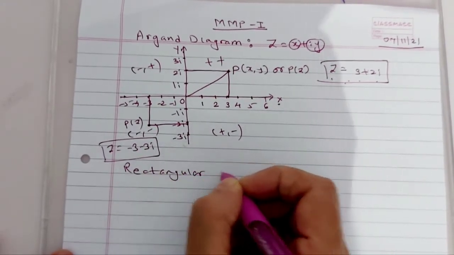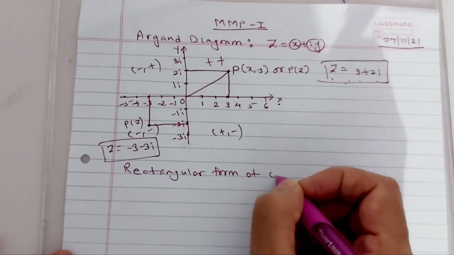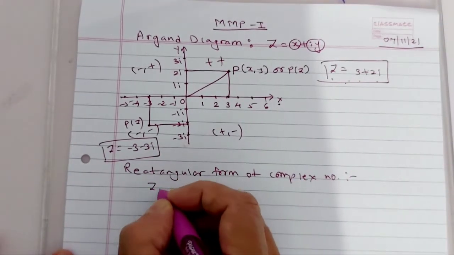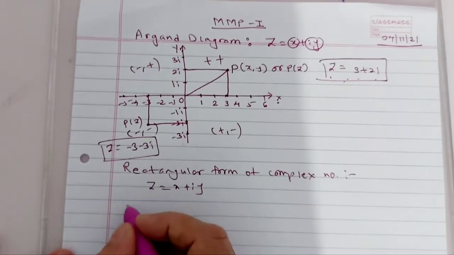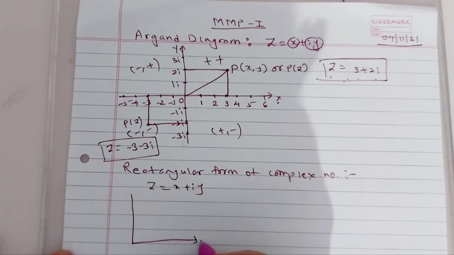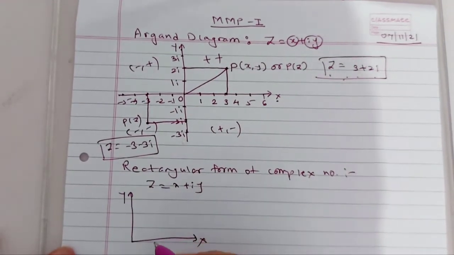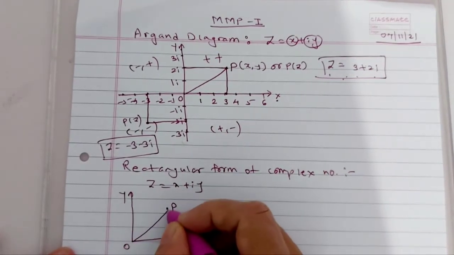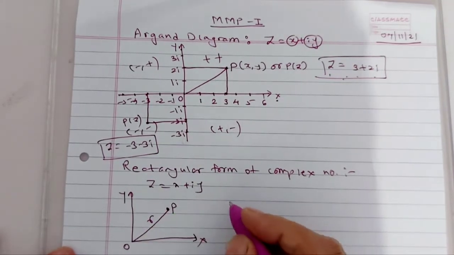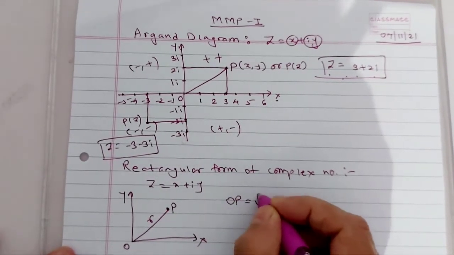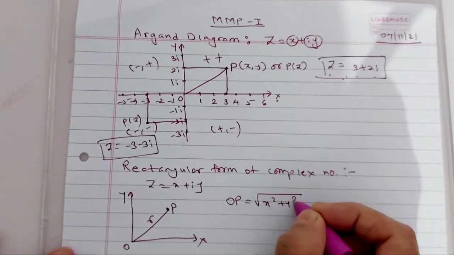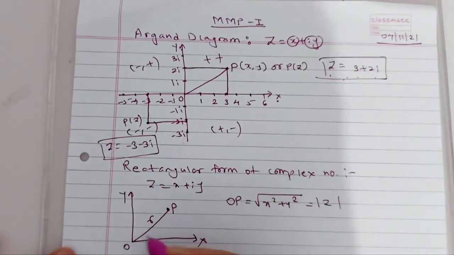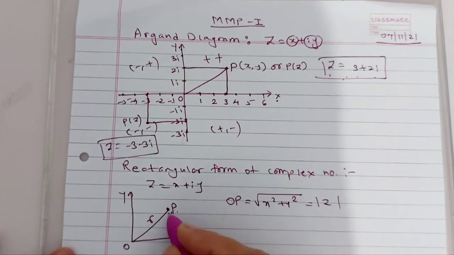Rectangular form of complex number. Again z is equal to x plus iy. Suppose I show this xy plane, x-axis, this is y-axis. Suppose I take this point P, this is the origin, join this point. This is r. So what do you usually say? OP is equal to under root x square plus y square, which is mod of z.